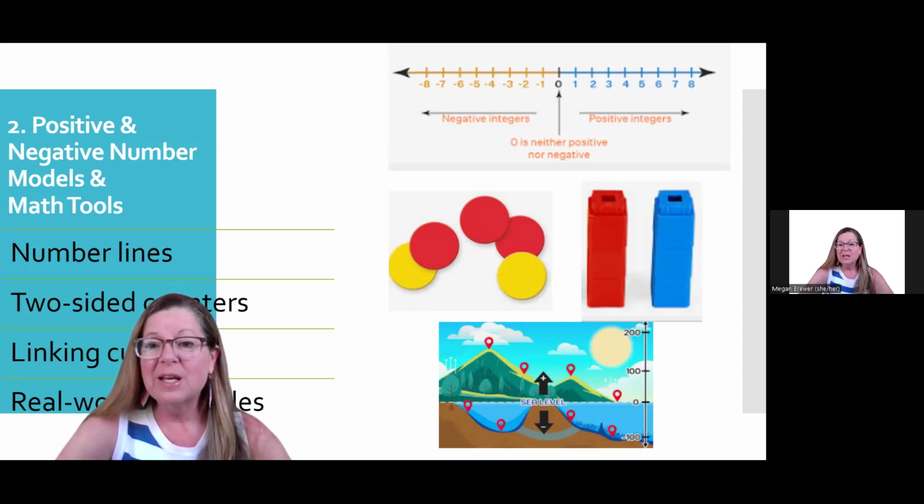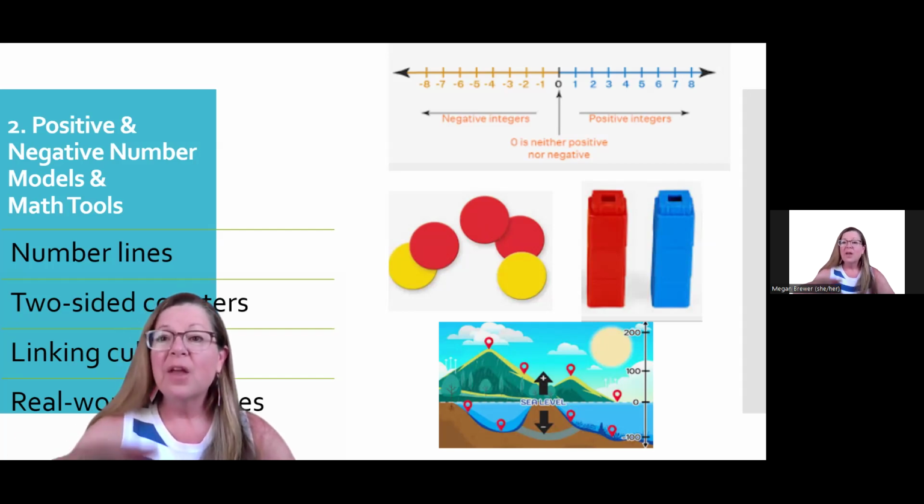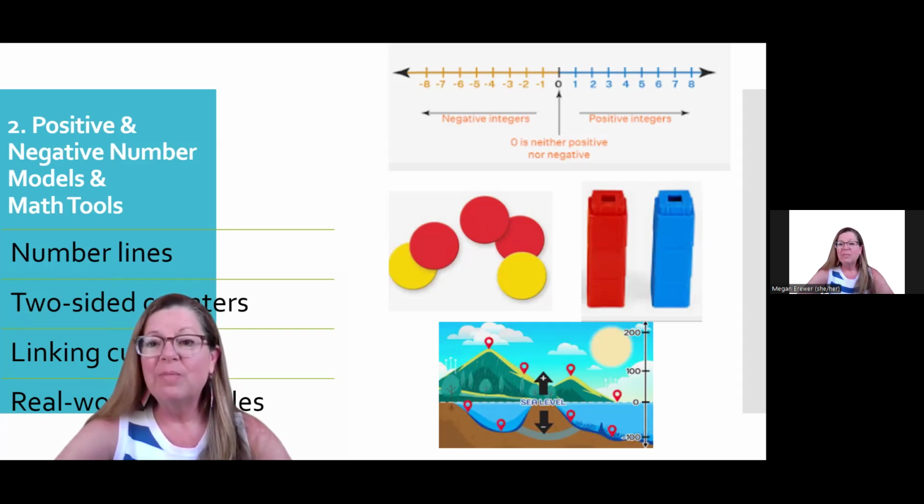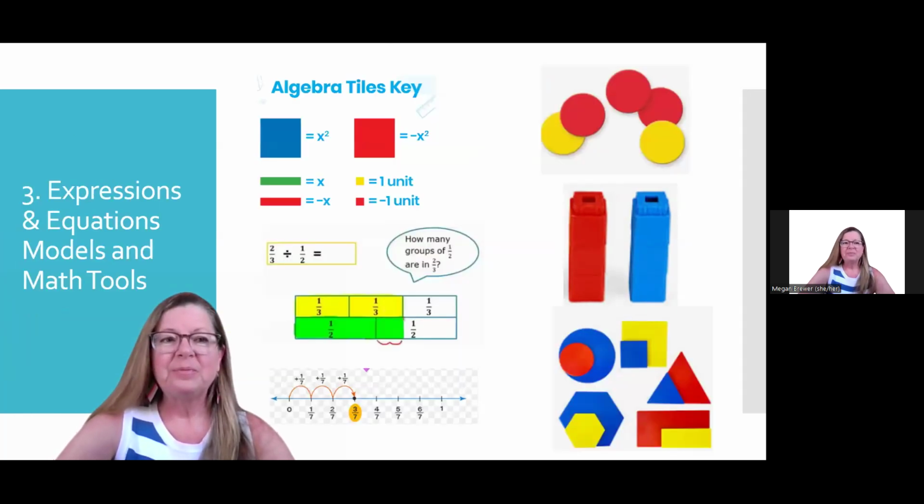How about real-world examples? Using real-world examples can help students connect the abstract concept of positive and negative numbers to their everyday experiences. Examples like altitude, above and below sea level, temperature, above and below 0, or financial situations, savings and debts, can make the concepts more relatable. These examples can help students understand the meaning and application of positive and negative numbers in practical situations.